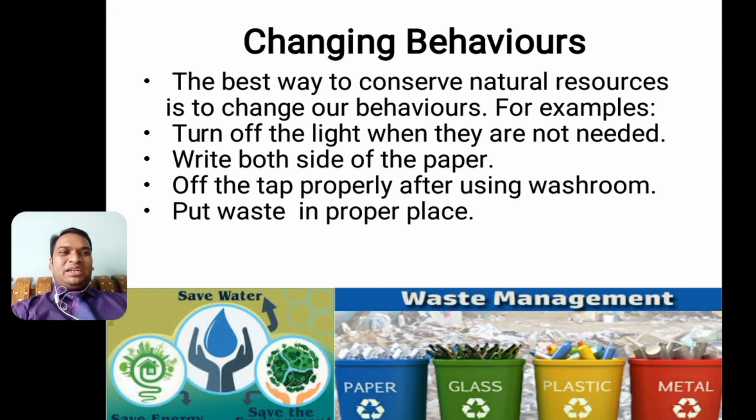Turn off the tap properly after using the washroom. We should turn off the tap properly. Then put waste in the proper place. There is waste management. So if we put waste in the proper place, then it also helps to reduce the use of natural resources. We can conserve natural resources very wisely.